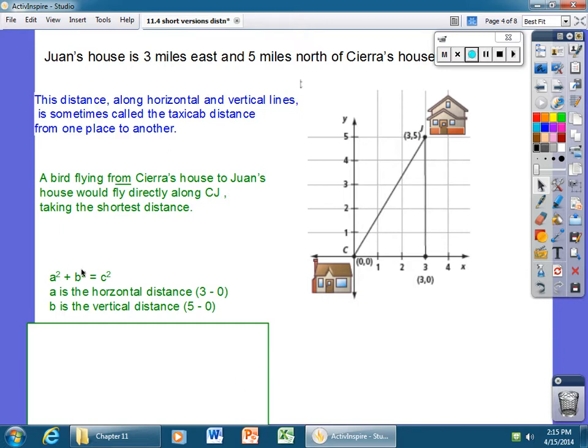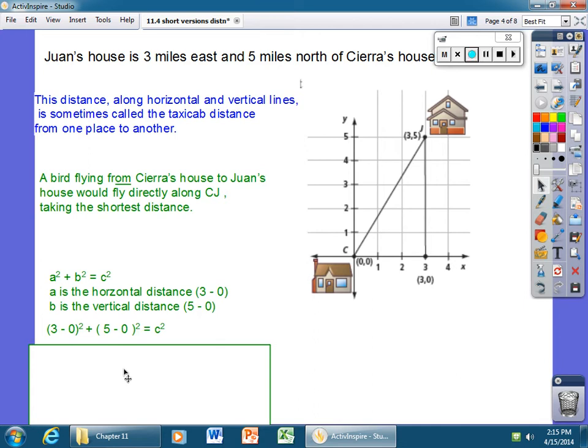We know that the Pythagorean theorem is a squared plus b squared equals c squared, or in the case of our example, it's 3 squared plus 5 squared, and the square root of that is going to give us a direct distance from Sierra's to Juan's house. In our example, the horizontal distance, we're subtracting the x's, 3 minus 0. The vertical distance, we're subtracting the y's, 5 minus 0. Now, if we put these expressions into the Pythagorean theorem, we get 3 minus 0 squared plus 5 minus 0 squared equals c squared.